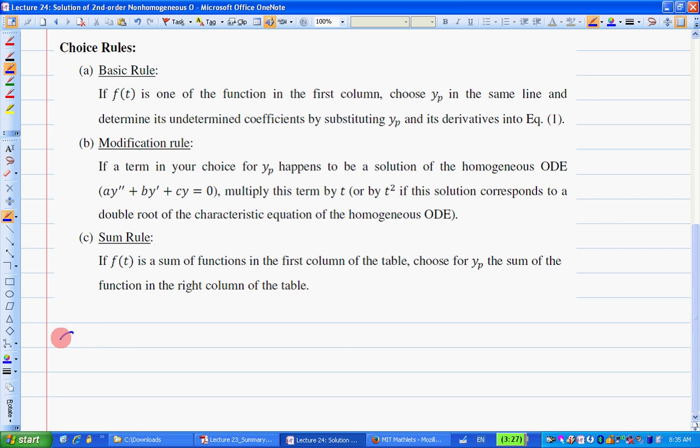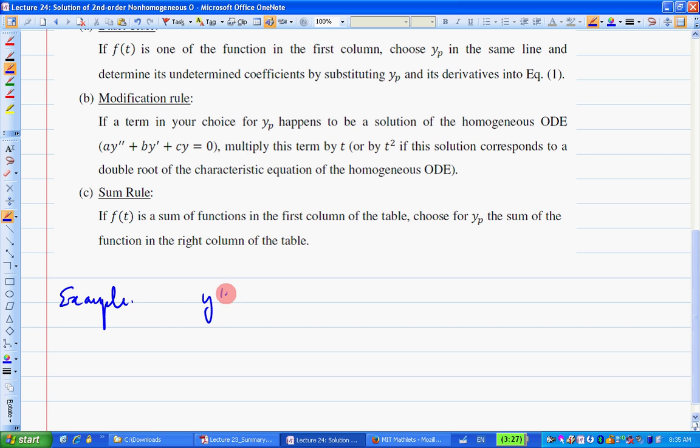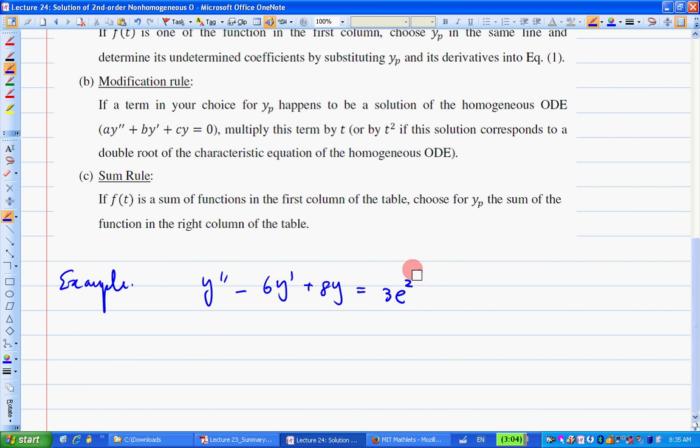Okay, so let's see. I'm not solving it, but let's give a couple of examples. So let's say I have y double prime minus 6y prime plus 8y equal to 3e to the 3t. Let's just start with this first one. This is second order, and it's all constant coefficients, right?